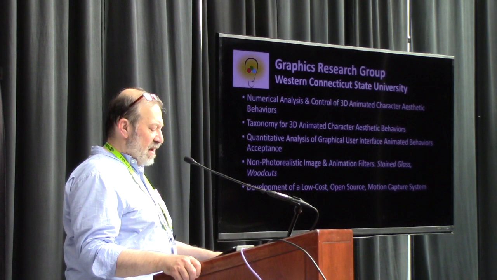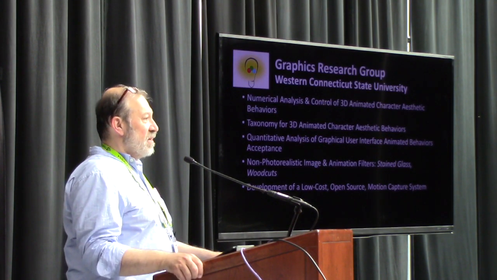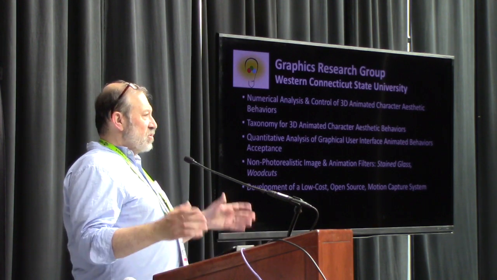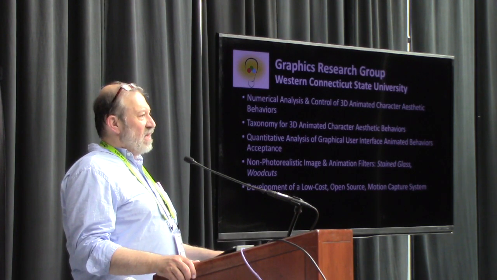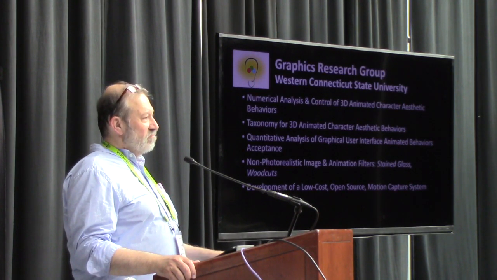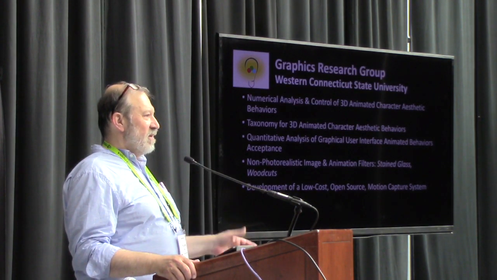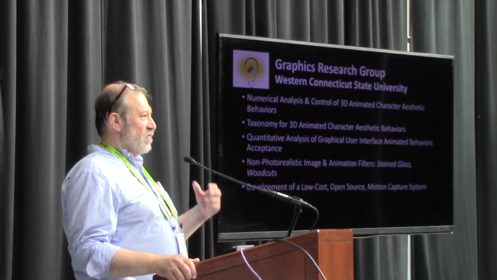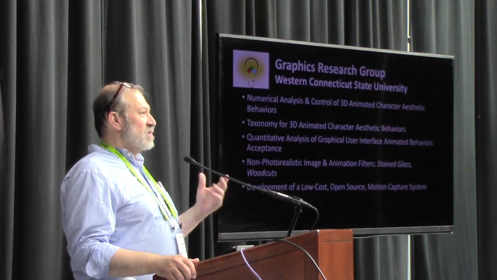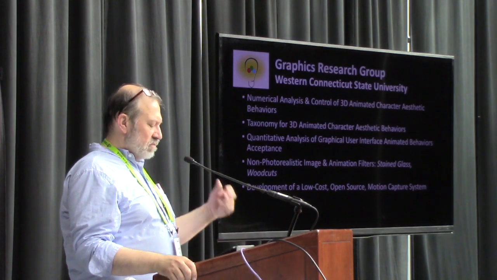A taxonomy for 3D animated character aesthetic behaviors, and this one was an outgrowth of the first one, because as we're looking in the literature for how people describe various aesthetic behaviors, what we found out is there was no uniformity. And in fact, one of the phrases we found over and over again was, "Oh, you'll know it when you see it," which wasn't actually very satisfying. So we began a new project, which was to develop a taxonomy, basically terms, definitions, how the terms fit within one another, and we went from there.